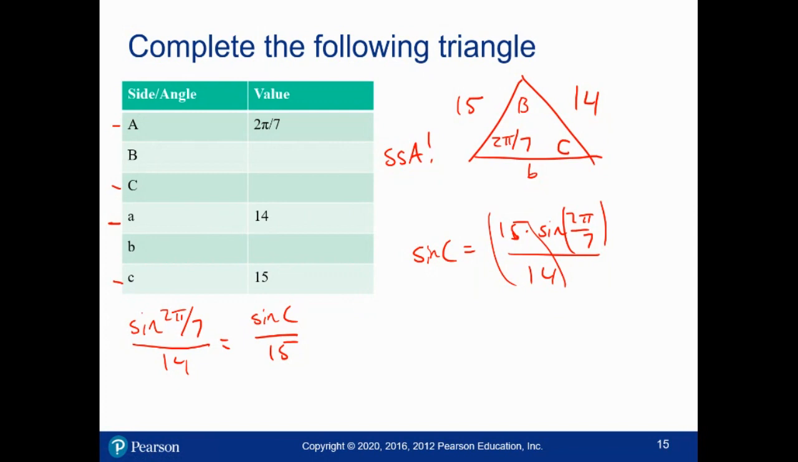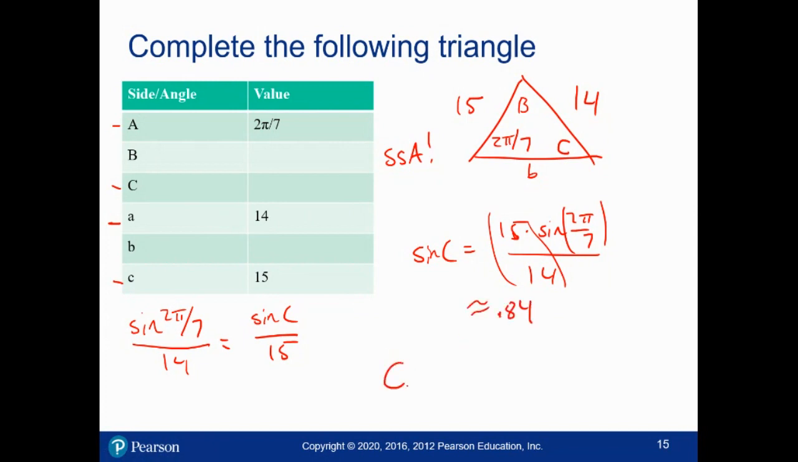But still, this is a case where, all right, let's use a calculator. So I just have another tab open. 15 times the sine of 2 times pi over 7. And then I want to divide that by 14, and indeed, it's 0.84 to 2 decimal points.